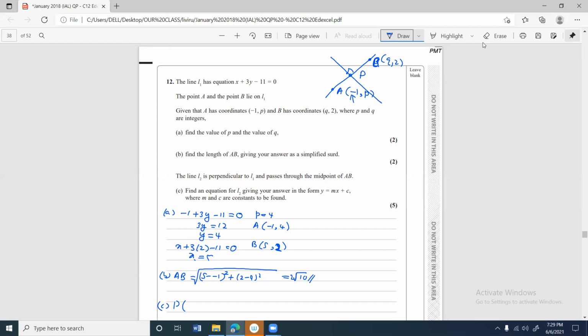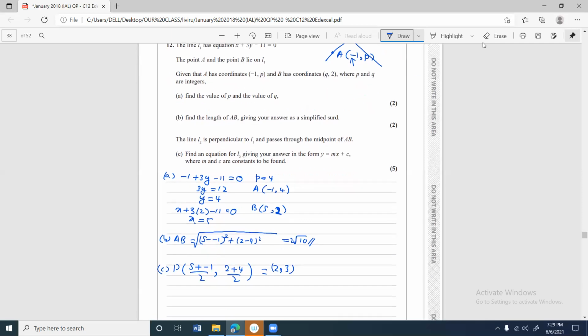So you can say 5 plus minus 1 divided by 2 is the x coordinate. For the y coordinate, 5 minus 1 is 4, 4 divided by 2 is 2. 2 plus 4 is 6, 6 divided by 2 is 3. So that is the midpoint. Then we know that it's a perpendicular.